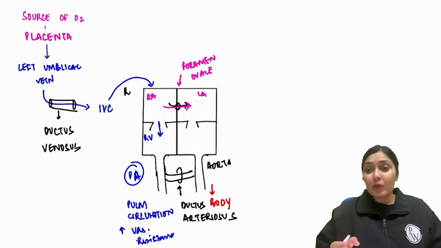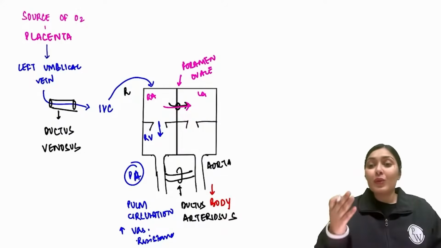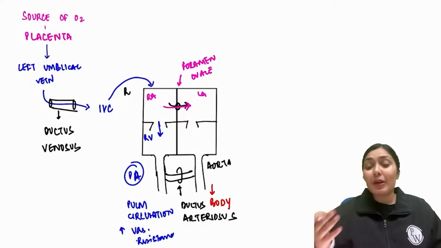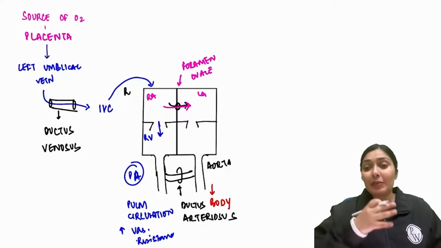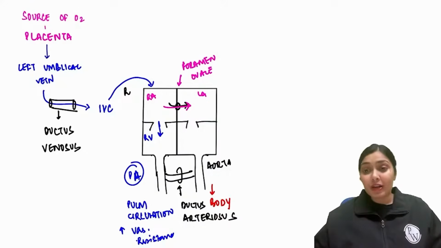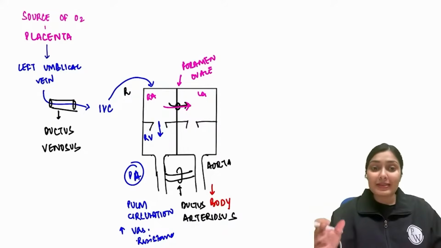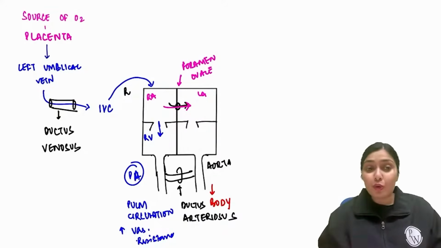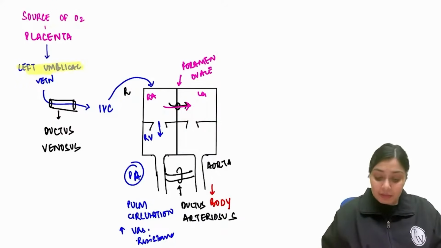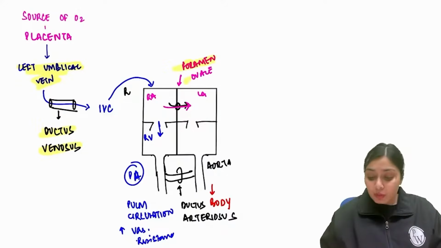The rest goes down, but it does not go towards the lungs because there is high pulmonary vascular resistance. So that blood will be shunted again through a duct, a duct connecting two arteries, the pulmonary artery to the aorta, that is the ductus arteriosus. So you need to know these fetal structures: first, the left umbilical vein; second, the ductus venosus, foramen ovale, and ductus arteriosus.